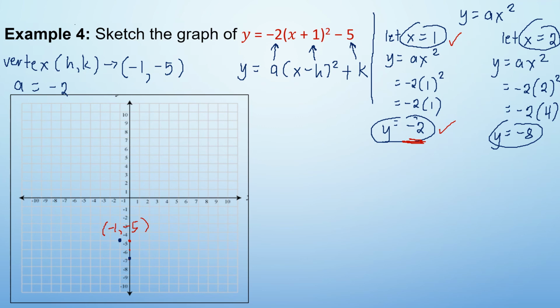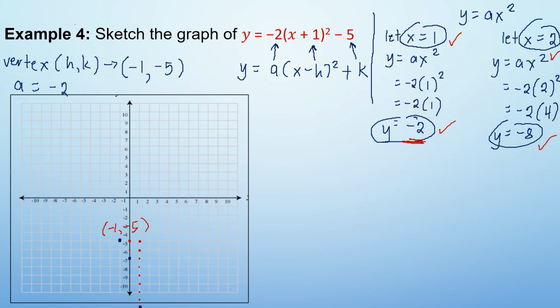Next, we have x is equal to 2, y is equal to -8. It means from the vertex, we move 2 units to the right and 8 units downward. Okay, so we have 1, 2. 2 units to the right, 8 units downward. 1, 2, 3, 4, 5, 6. Let's say we have here 7 and then 8. So this will be the next point of the parabola.